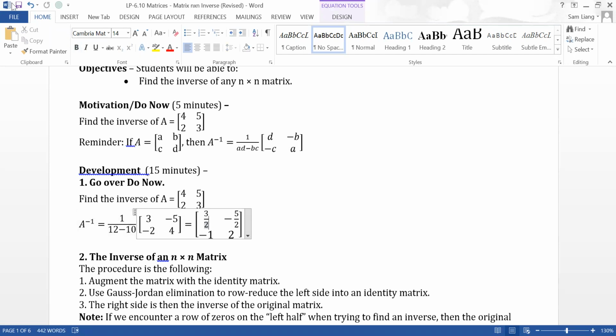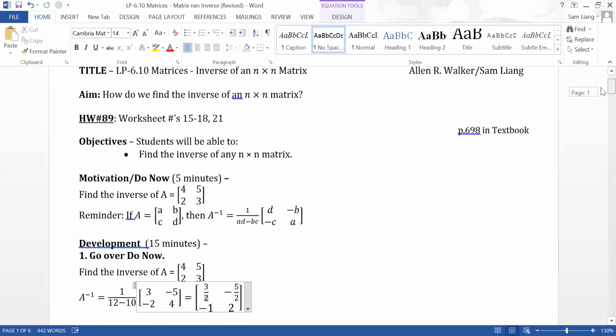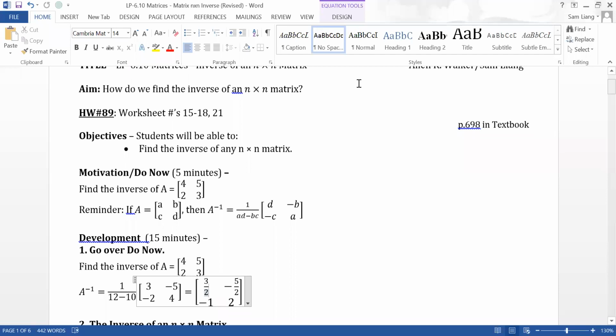Leo, question? Could you scroll to the purpose for a second? The aim? The aim. Okay, yeah. Just how to find the inverse of an n by n matrix. All right, thank you. Yep. I'm good.